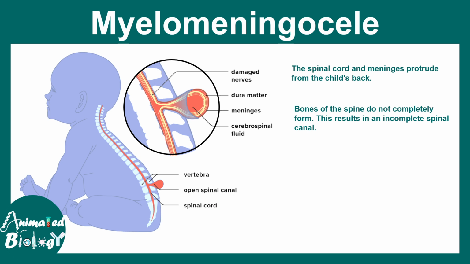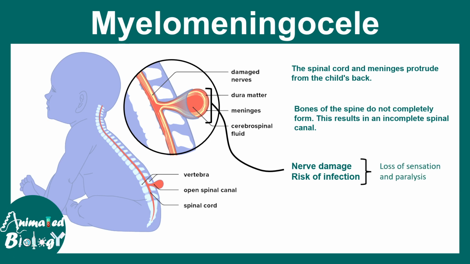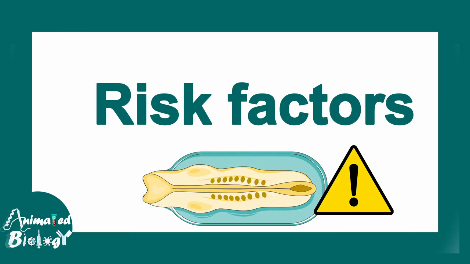Bones of the spine do not completely form in this case, and this results in an incomplete spinal canal and the protrusion of meninges and the spinal nerves. Spinal nerves are now exposed, so they are more prone to damage, and there is also risk of infection from the external world. This can lead to many symptoms, most commonly loss of sensation and paralysis in this area.